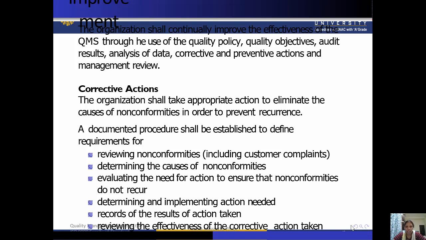Corrective action. The organization shall take appropriate action to eliminate the causes of non-conformities in order to prevent recurrence. A documented procedure shall be established to define the requirements for reviewing non-conformities, determining the causes of non-conformities, evaluating the need for action to ensure that non-conformities do not recur, determining and implementing action needed, records of the results of action taken, and reviewing the effectiveness of the corrective action taken.